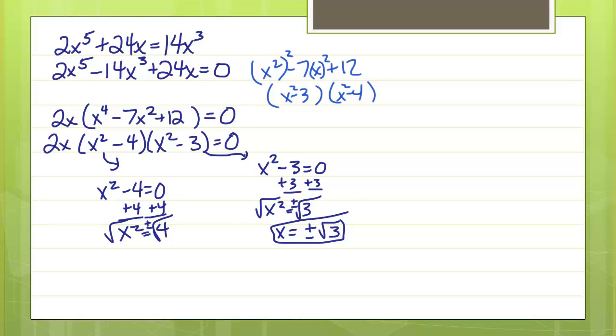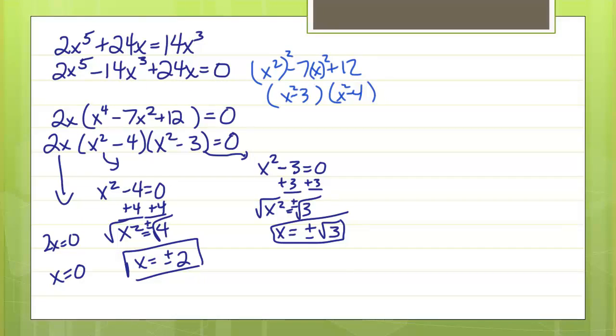Whether I factor that or take the square root, I get plus and minus 2. It's a whole number this time. So there are 2 more solutions, and it was a 5th degree polynomial. So I still have this guy, and that's 0. Divide both sides by 2. So those are my 5 solutions.